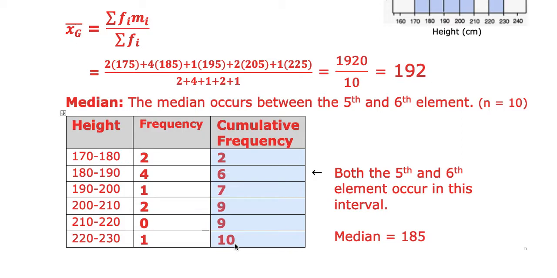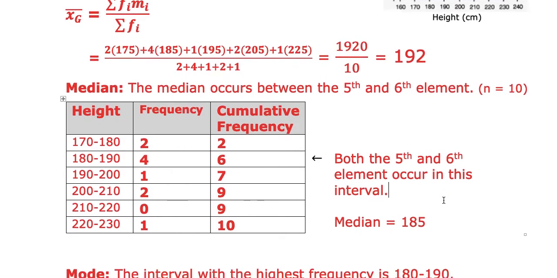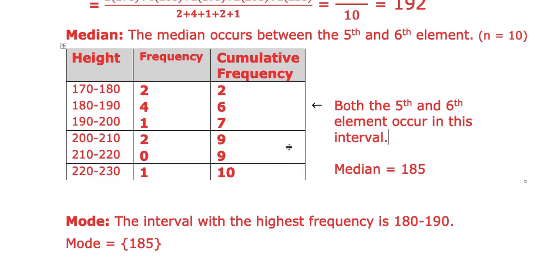So the median is the middle of the 10 values. That would be 5 on the left, 5 on the right. So it happens between the 5th and the 6th element, which is going to be occurring here. The 5th element occurs after this interval. Therefore, we're going to say that the median is the midpoint of this interval, 185. So I hope that that's clear. The 5th and 6th element belong to this set.